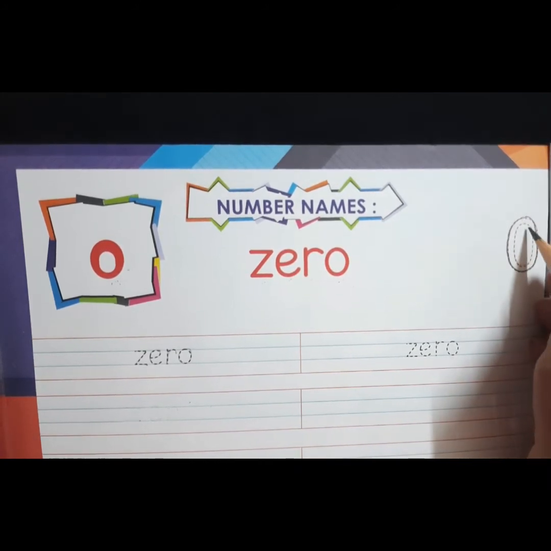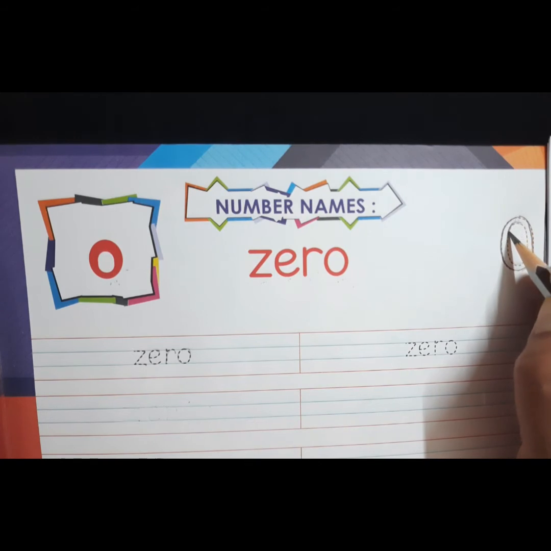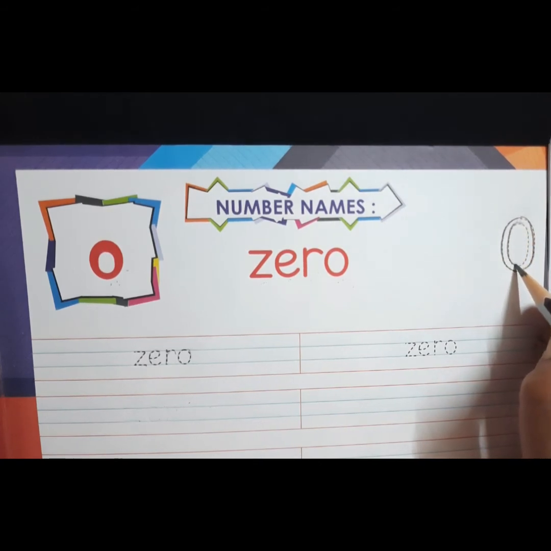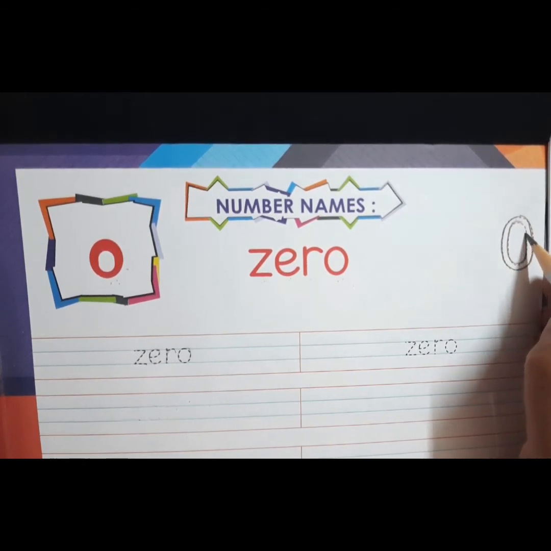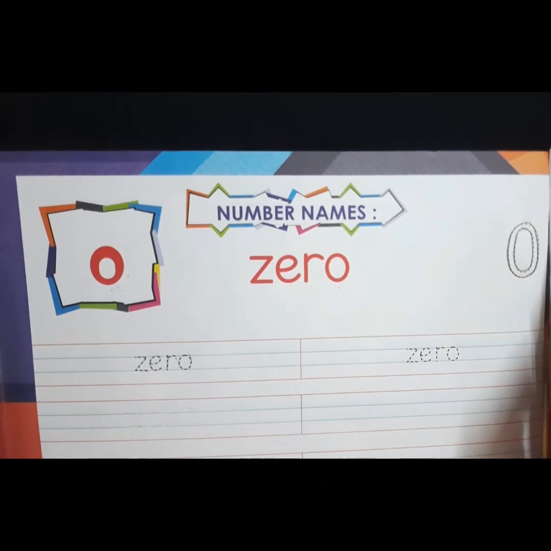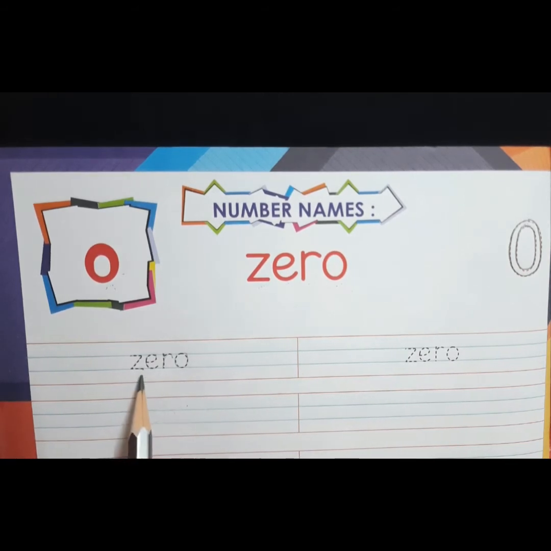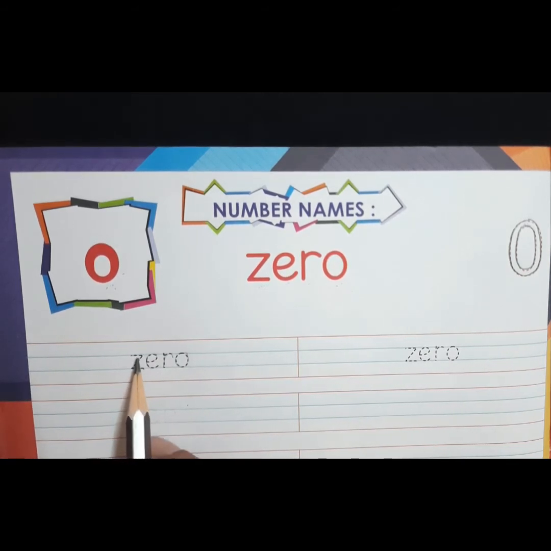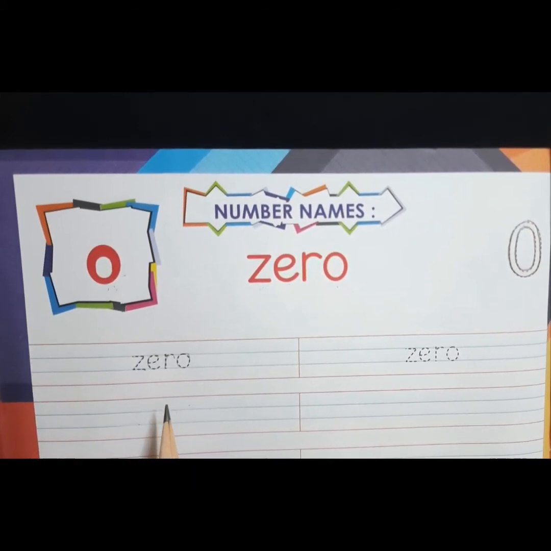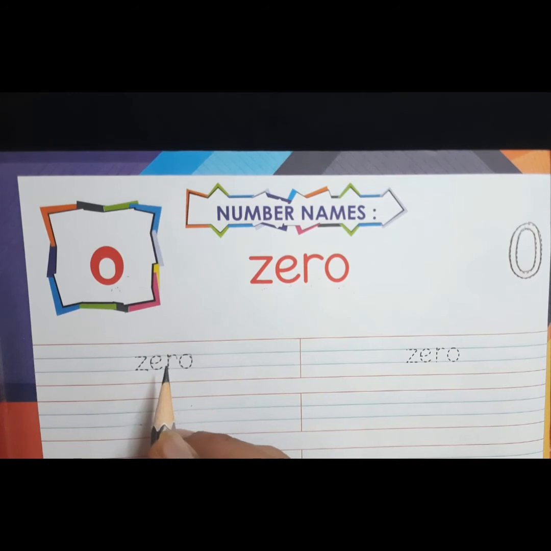Okay, let us trace inside. C curve, reverse C curve. Now we will write number name 0, and number name 0 we will write in small alphabet, right? So we will write between two blue lines. So let us write number name 0.